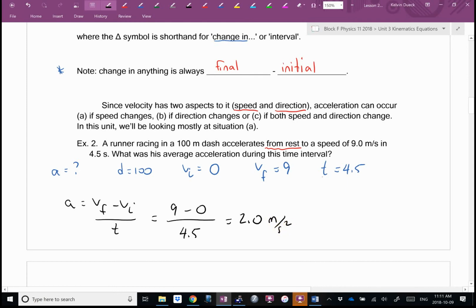And the units for acceleration are meters per second squared. Did we get a positive answer or a negative answer? Is this runner speeding up or slowing down? Yeah. Which may be Captain Obvious, but I'm telling you.